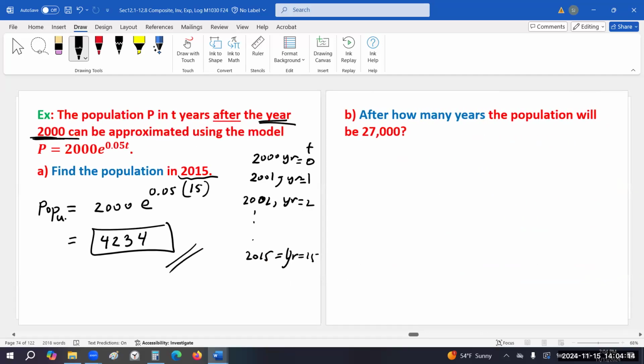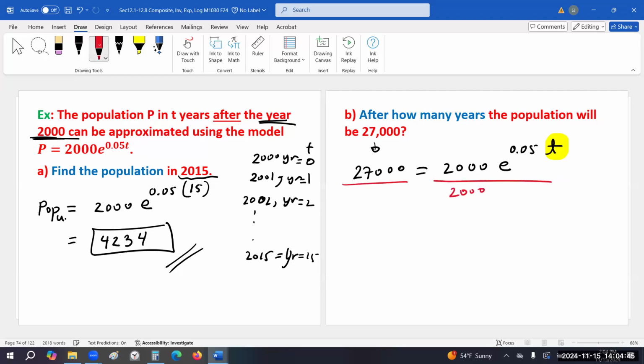One more. How many years will it take to get a population of 27,000? So 27,000 is the population P. So 27,000 equals 2,000 e to the 0.05 t. Now they want us to find this t. What is our step 1? Divide by 2,000, so they cancel out. We get 27 over 2 equals e to the 0.05 t.